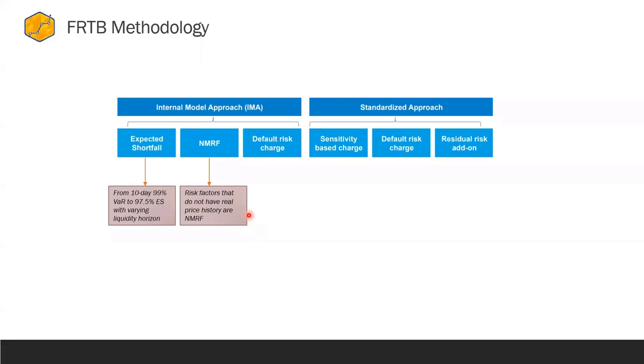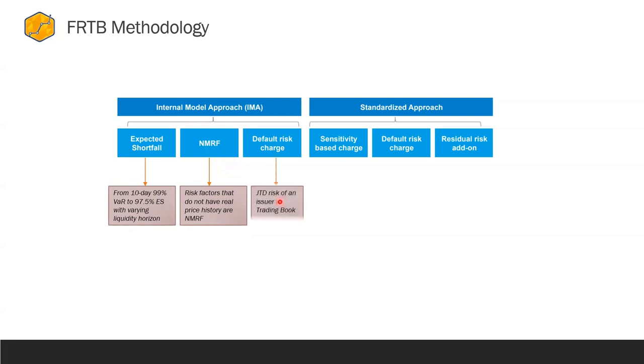Okay, there are some risk factors for which there is no data, and we call those non-modelable. So the technical definition would be factors which do not have real price history. There are a lot of technicalities which we will go through in our course. But if you have non-modelable risk factors, then we do a stress test, and based on that stress test, we calculate the capital charge. It's not the regular expected shortfall route. It's a different route through which we capitalize non-modelable risk factors.